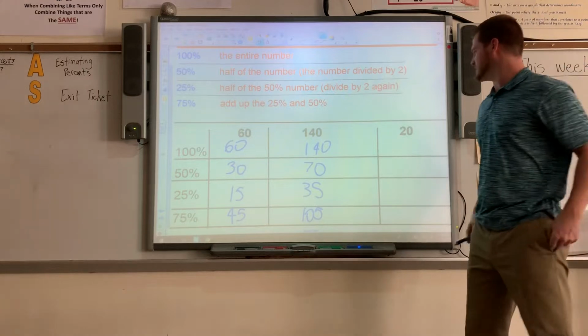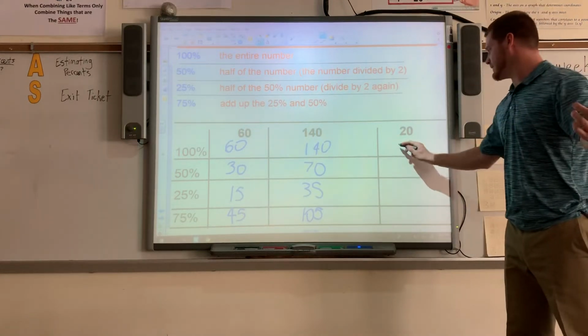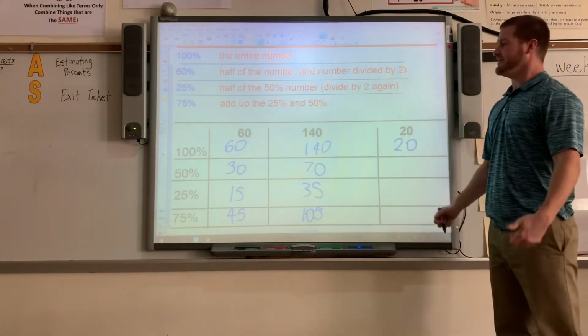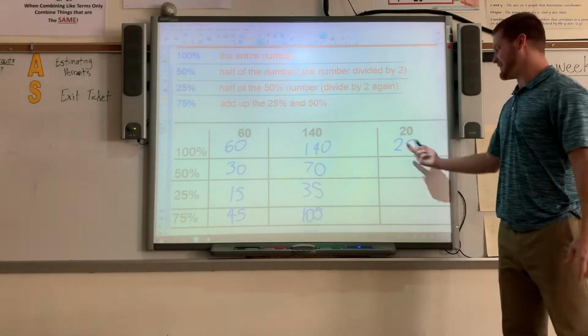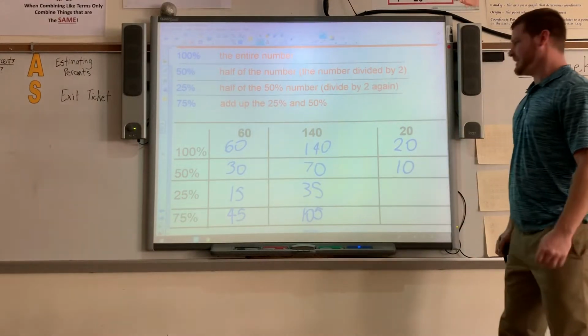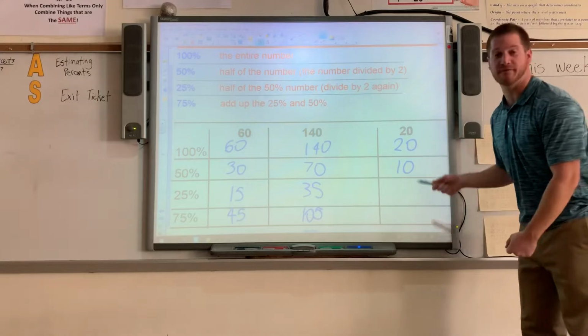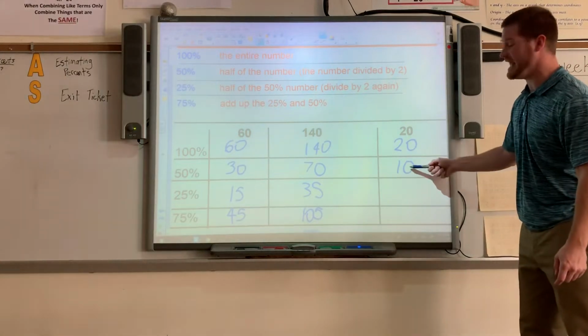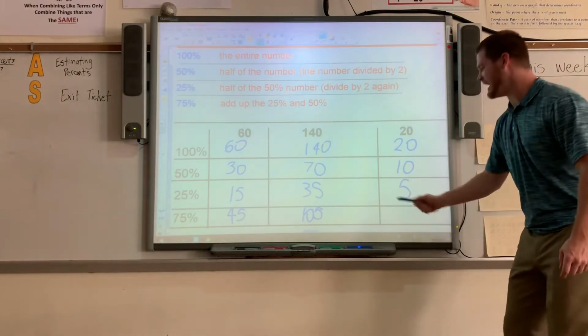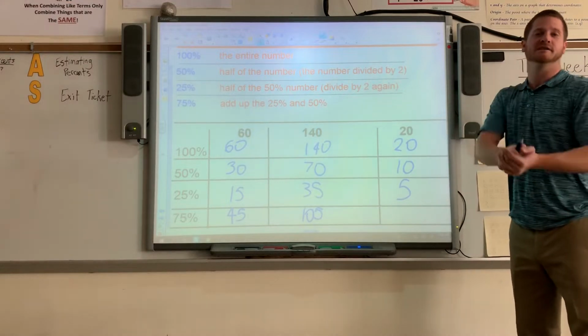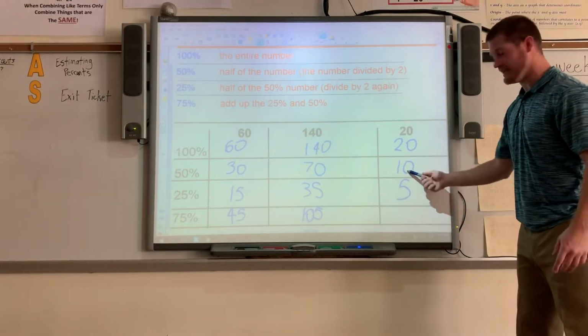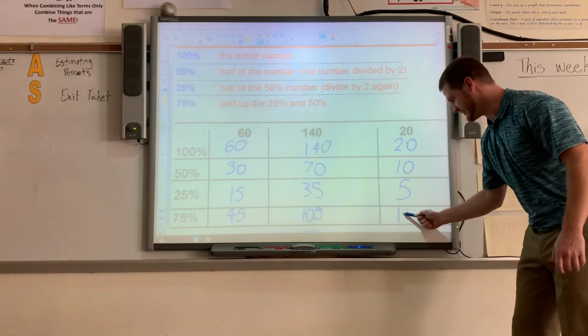Last but not least, let's do the smallest number up here. 100% of 20 we know is 20. 50%, take half of it. Half of 20 is 10. To find 25%, take half of 20 twice. So half of 20 is 10, half of 10 is 5. And last but not least, we know by now, to find 75%, you add these two together. 10 plus 5 would give us 15.